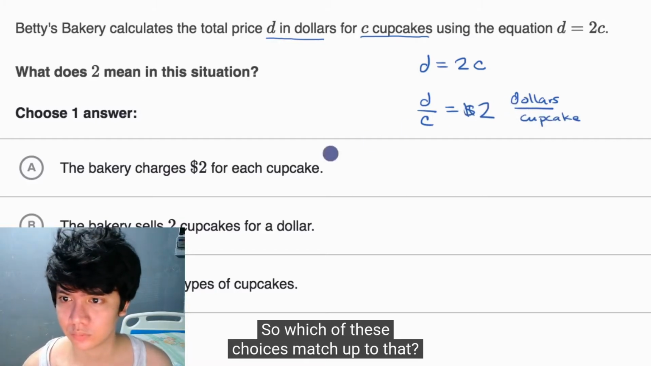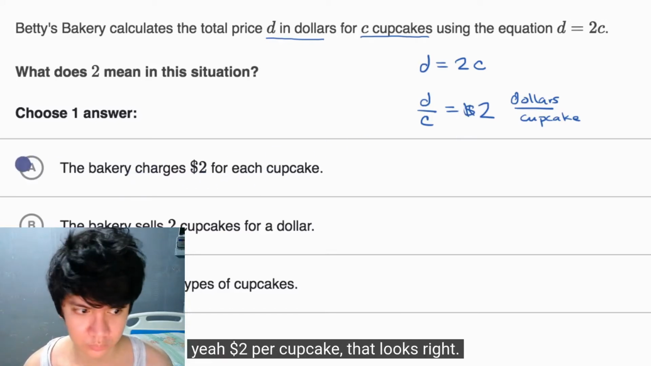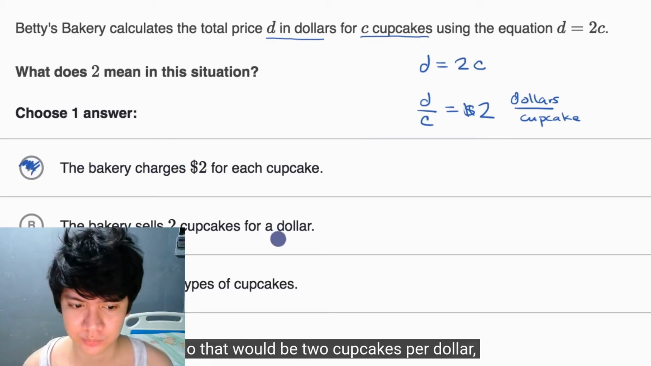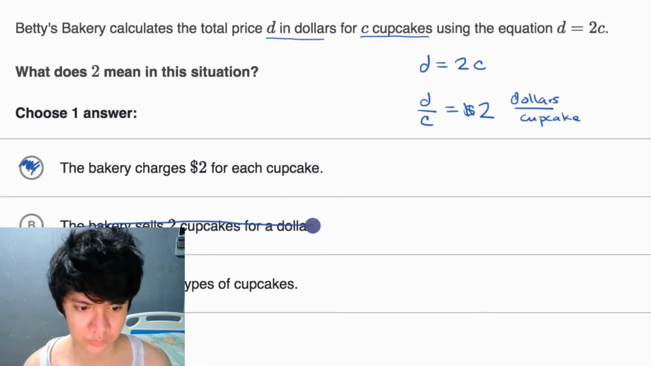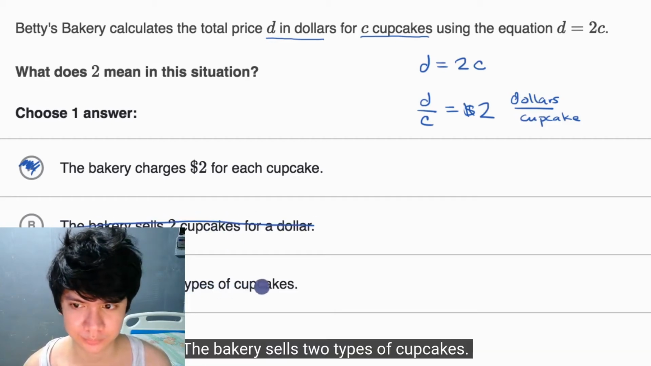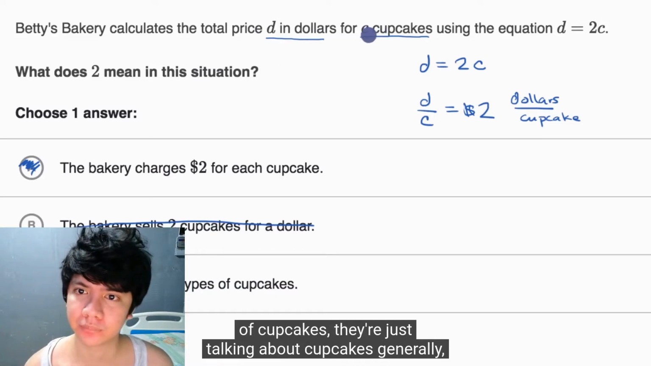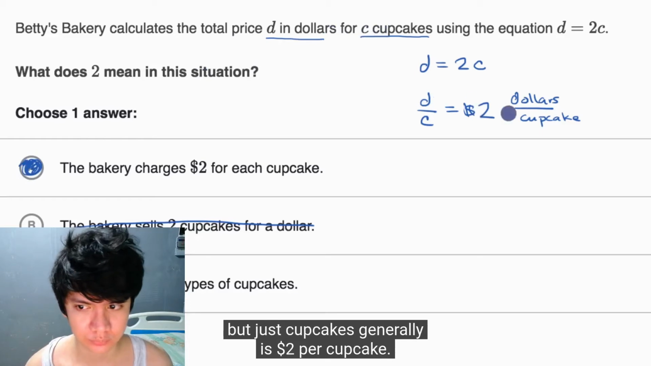So which of these choices match up to that? The bakery charges $2 for each cupcake. Yeah, $2 per cupcake. That looks right. I thought the bakery sells 2 cupcakes for $1. No, that would be 2 cupcakes per dollar, not $2 per cupcake. The bakery sells 2 types of cupcakes. No, we're definitely not talking about 2 types of cupcakes. They're just talking about cupcakes generally. We don't know. But just cupcakes generally is $2 per cupcake.